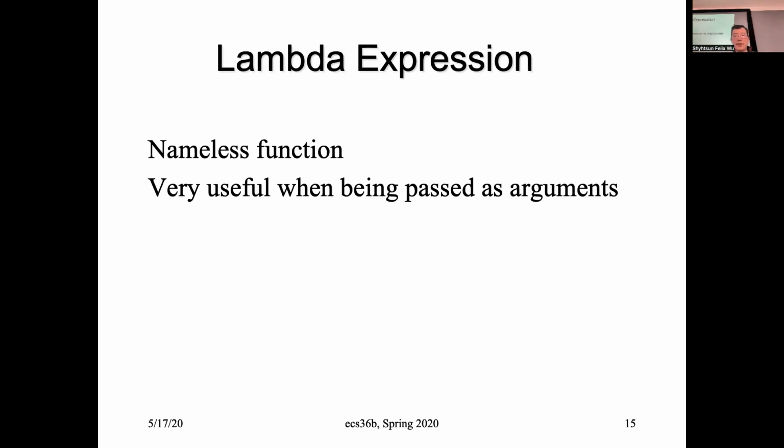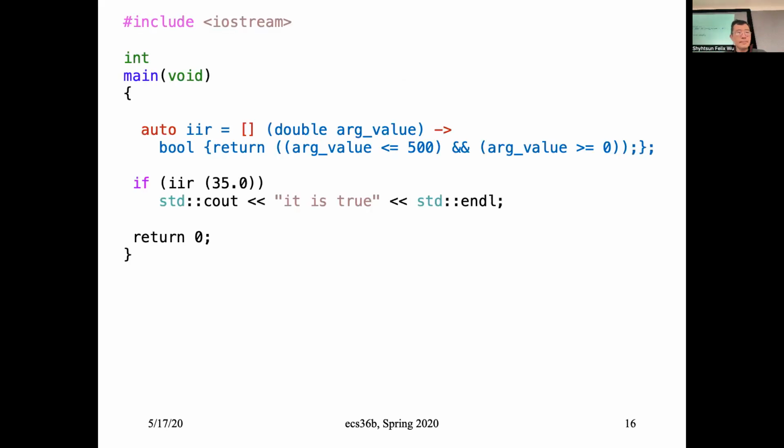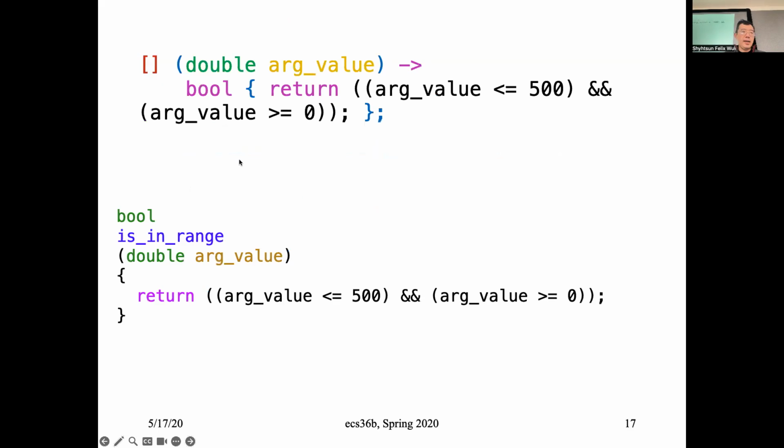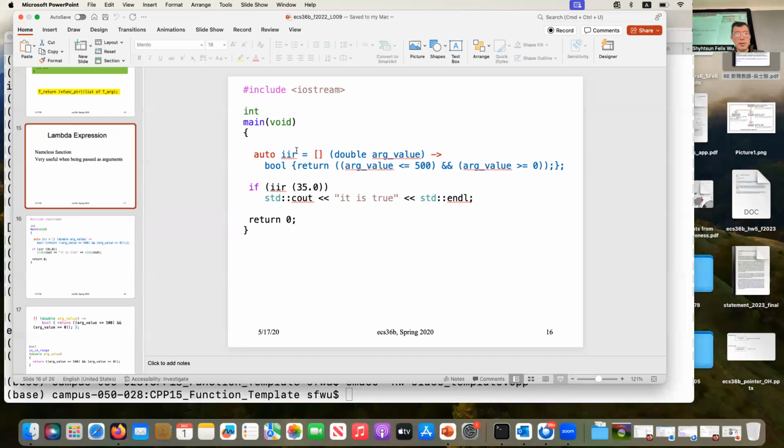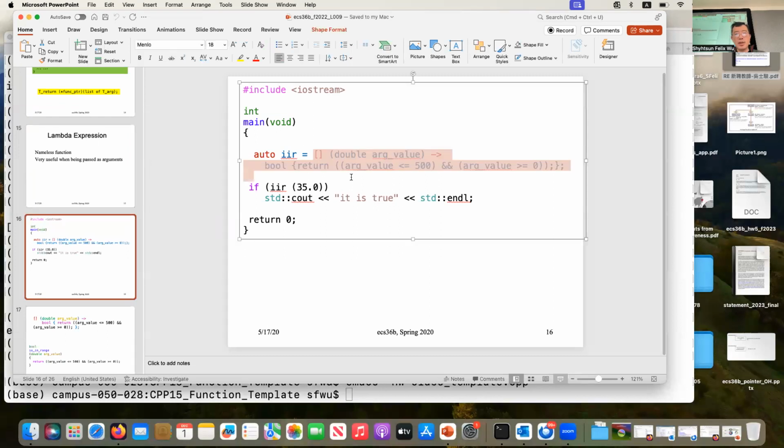So let me show you the example of the first lambda. This piece of code is a lambda. It's essentially doing what we were doing earlier, is in range, but I'm using the lambda expression way to represent the same function. So this part is what we call the lambda. I have to go back a little bit. Let me get rid of this. So this part is actually the lambda.